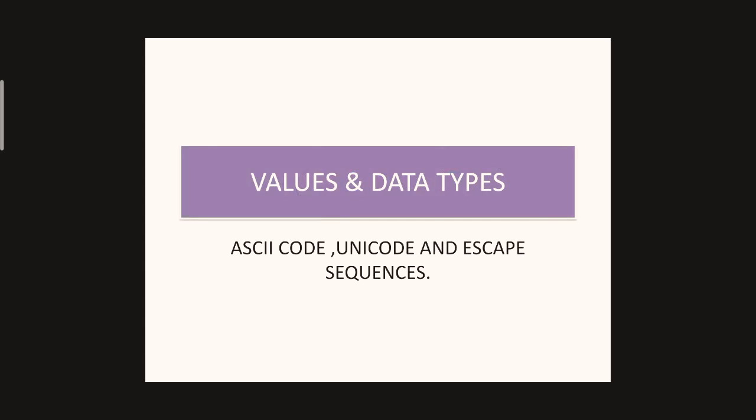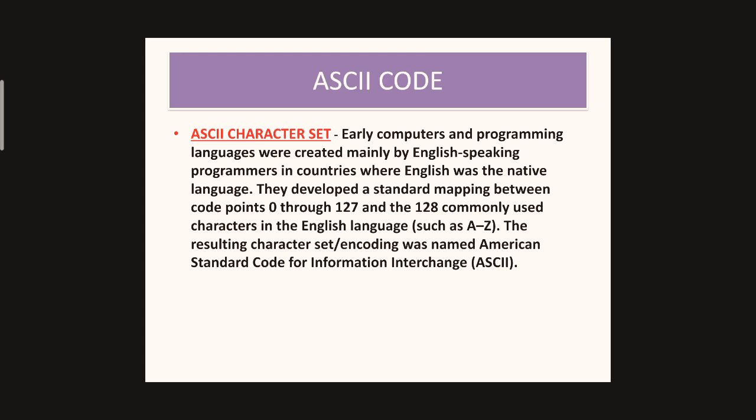So today we will start with a new topic. The topic name is values and data types. In this chapter, first we will learn some of the important things. What are they? They are ASCII code, Unicode and escape sequences. Let's get started. So what is ASCII code?